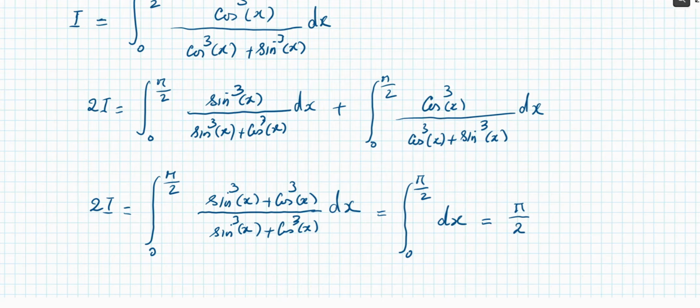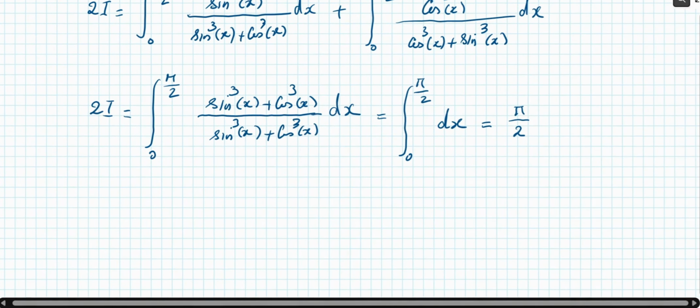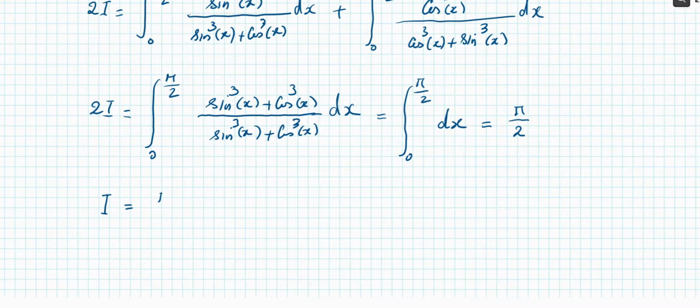Integration of dx is x, and if we substitute the limit, we find pi over 2. So from here we find I, which is the integration we want to find, is equal to pi over 4.